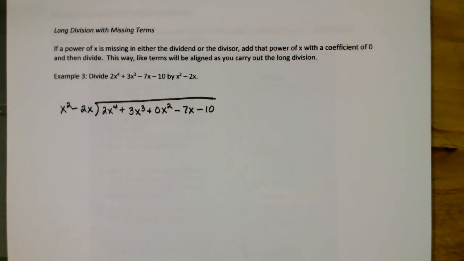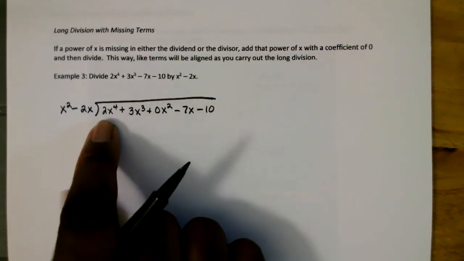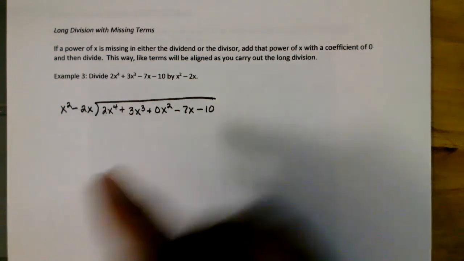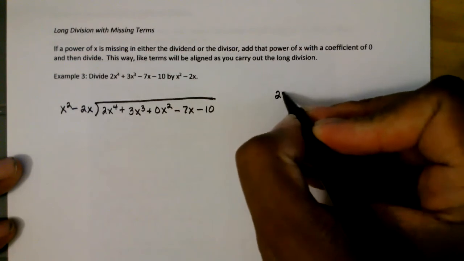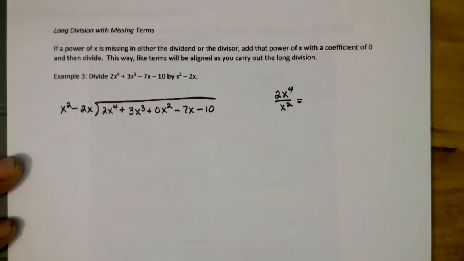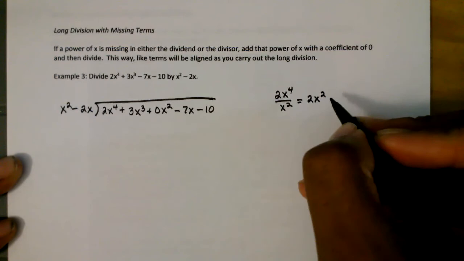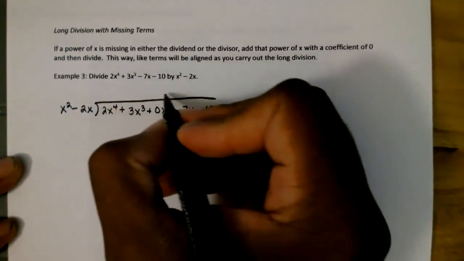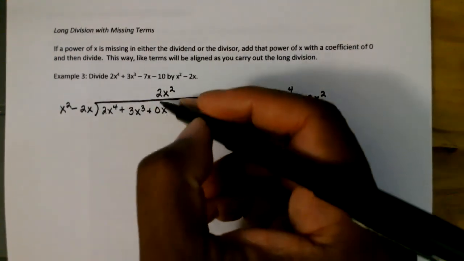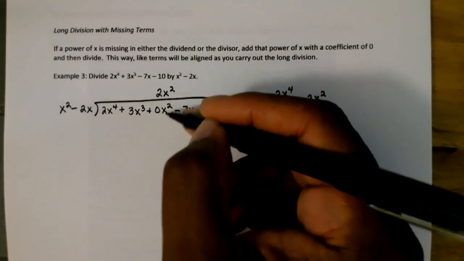Okay, so now we're ready to divide by taking the first term of the dividend, divide that by the first term of your divisor. The 2x to the 4th will be divided by x squared. So 2x to the 4th divided by x squared, that's going to be 2x squared. And that 2x squared would go in the quotient. And notice that I'm aligning these like terms here. Where I got 0x squared here, I'm putting the 2x squared above it.